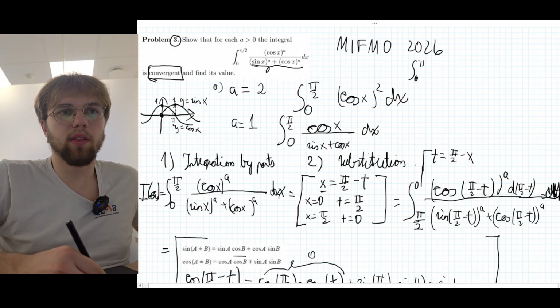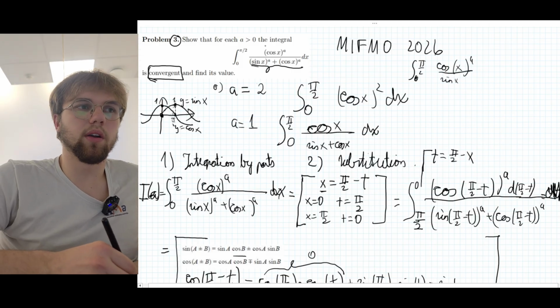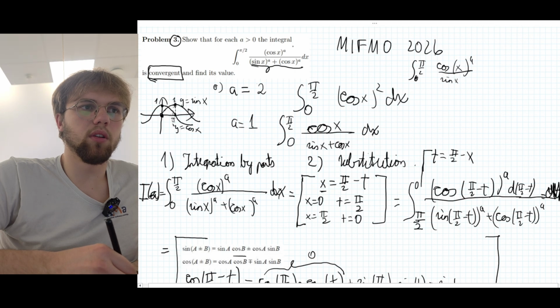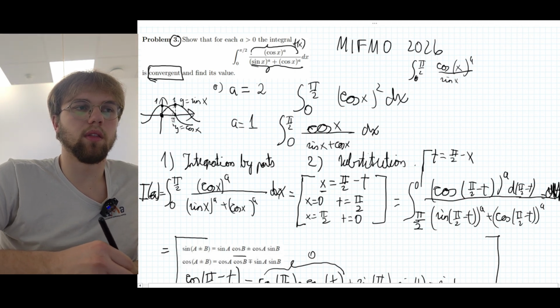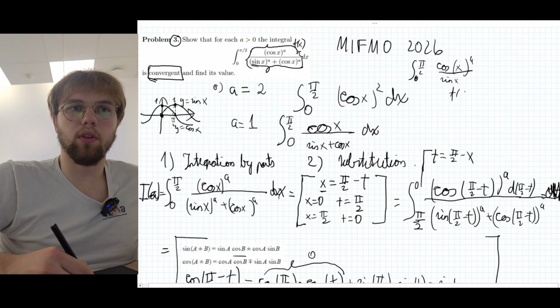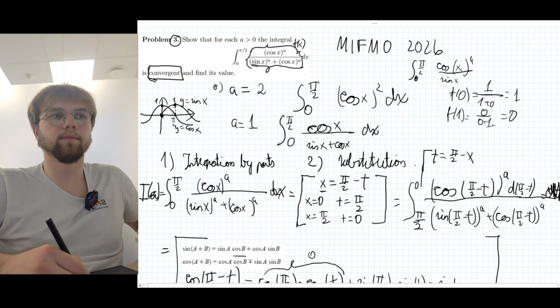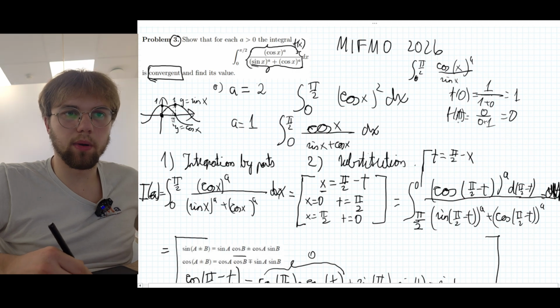Well, we have this integral, right? So okay, I'll name this function f of x, the inside of the integral. Then f of 0 is what? It is cosine of 0, which is 1, divided by 1 plus 0, which is 1. And f of 1 is 0 divided by 0 plus 1, which is 0. Or not f of 1, but f of pi over 2.